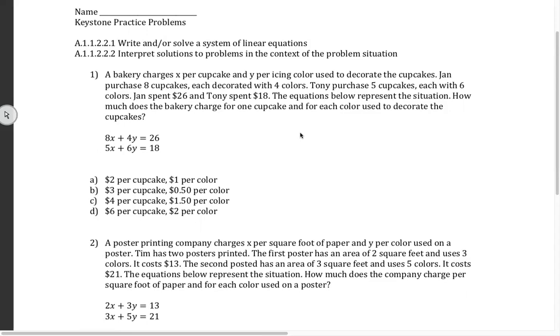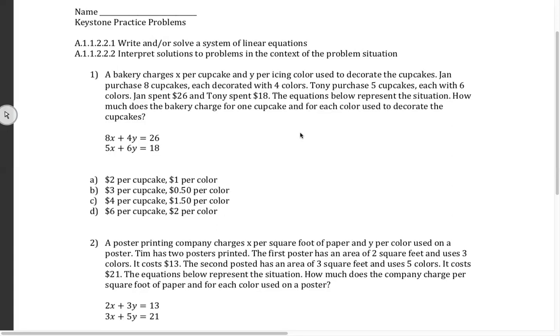Jan purchases 8 cupcakes, each decorated with 4 colors. Tony purchases 5 cupcakes, each with 6 colors. Jan spent 26 and Tony spent 18. The equations below represent the situation. How much does the bakery charge for 1 cupcake and for each color used to decorate the cupcakes?